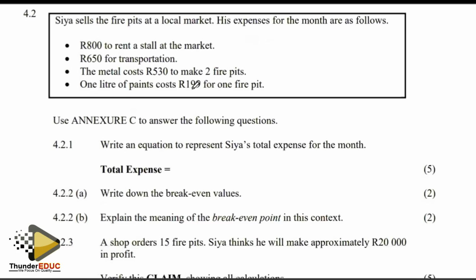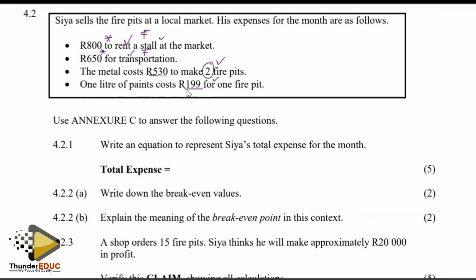All right, 4.2. Sia sells the fire pits at the local market. His expenses for the month are as follows. We have rent. Rent we usually say it's fixed. Transportation. This could be fixed also. The metal costs. This is variable. Then 1 liter of paint that costs this for only one. Also, this is variable. If you exceed 1, the money will go up. If you exceed 2, this money will go up. But the rent won't change, the transportation won't change.